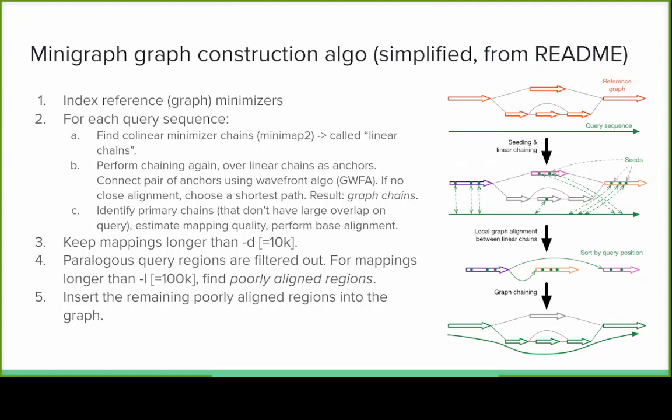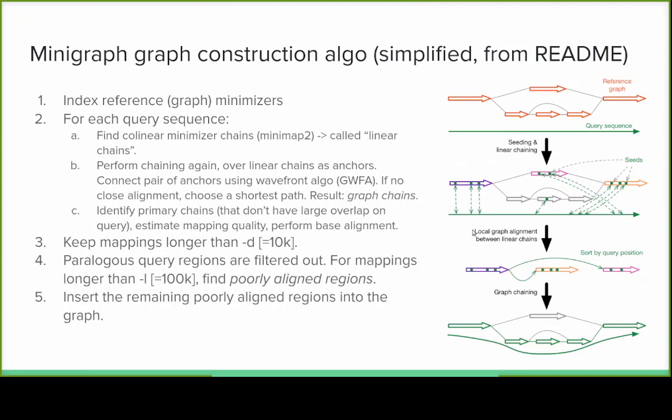Between the query and the reference, and minigraph calls it linear chains. The trick is that those linear chains are then used as seeds for another chaining step. So it says perform chaining again over linear chains as anchors. And then the anchors are connected using a wavefront algorithm. And there is a particularity: if it cannot connect, it still explores the original reference graph to find the shortest path between linear chains, if there is one. And the result of this additional step of chaining is what is called graph chains in the minigraph vocabulary.